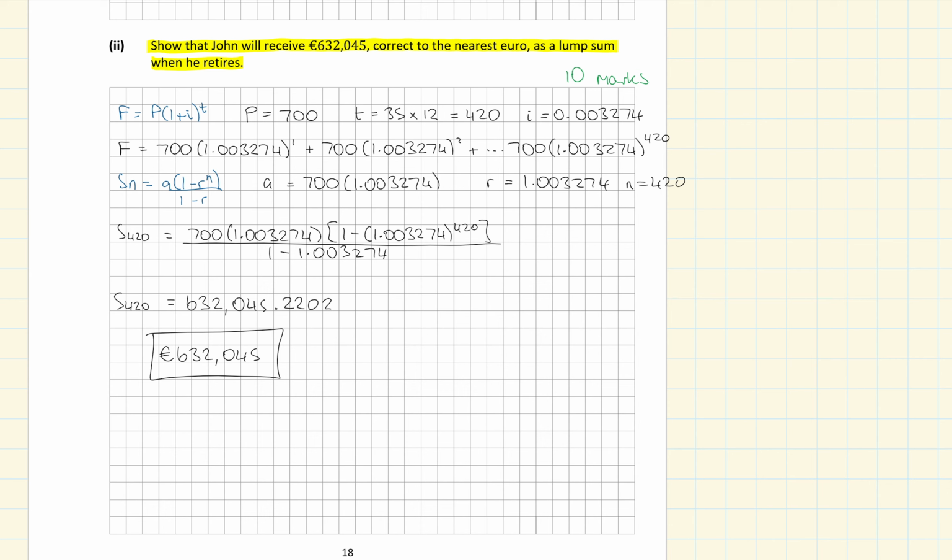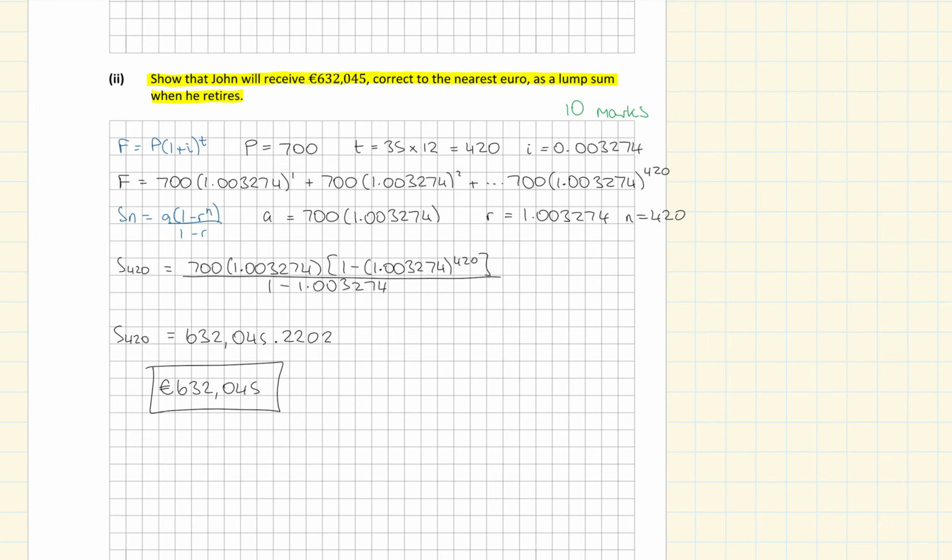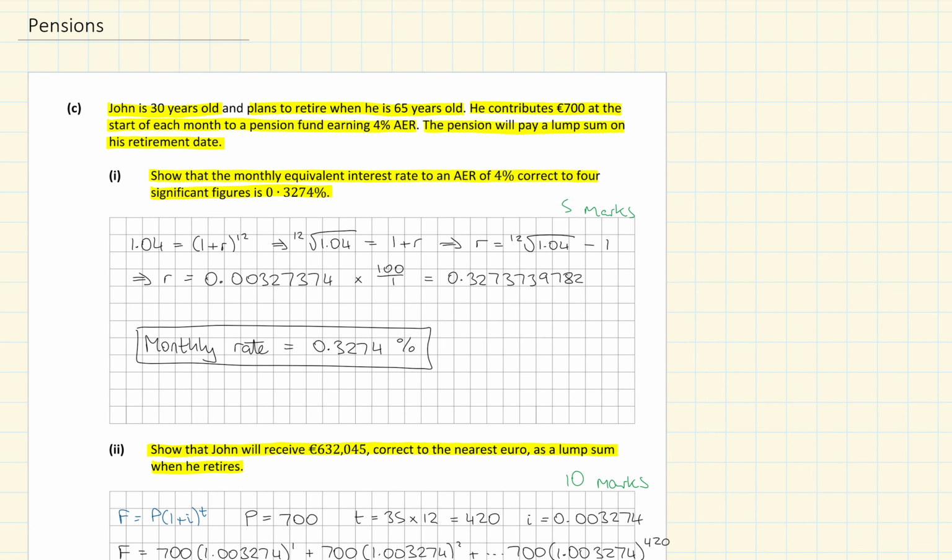Okay, so again, it's an annuities question, but it's a pension one, so we use F is equal to P times 1 plus i to the power t. Okay, so that question is done. 15 marks in total, pretty straightforward.